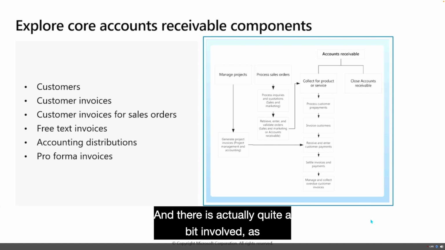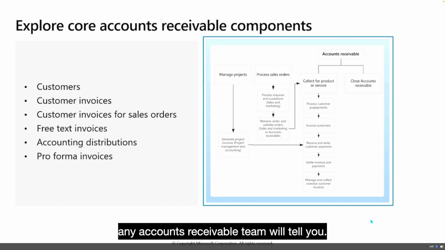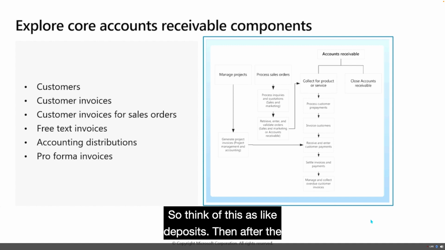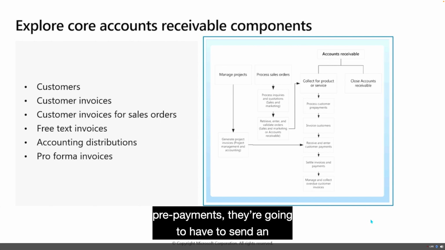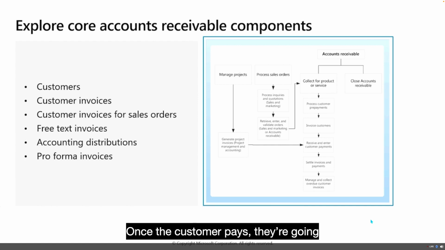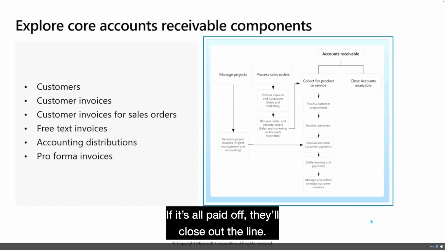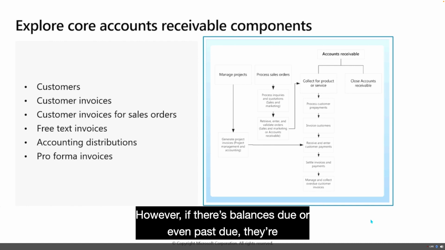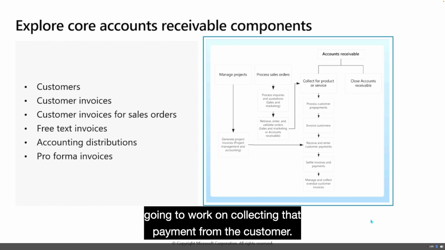And there is actually quite a bit involved, as any accounts receivable team will tell you. Broadly, they have 5 main jobs. They first need to process any customer prepayments. So think of this as like deposits. And then after the prepayments, they're going to have to send an invoice to the customer for any remaining balances. Once the customer pays, they're going to enter the payment into the system, and then they're settling all the different invoices and payments made. If it's all paid off, they'll close out the line. However, if there's balances due or even past due, they're going to work on collecting that payment from the customer.